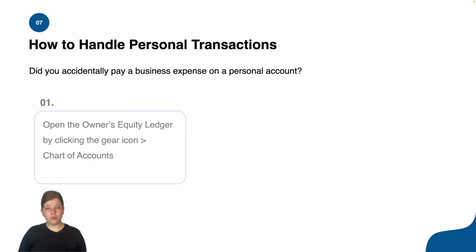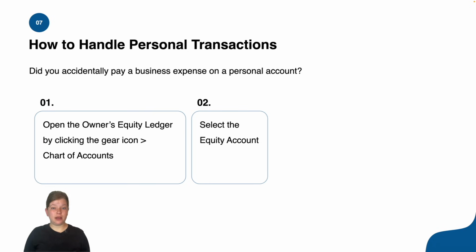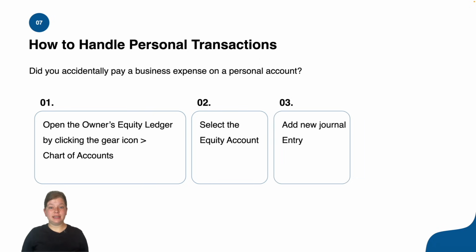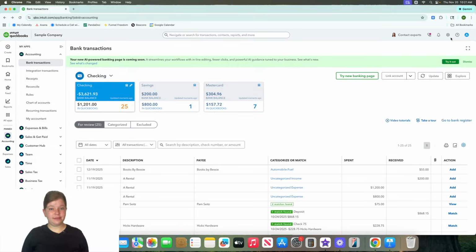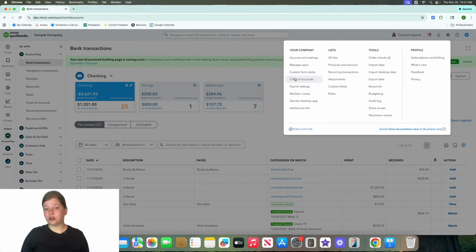Now, similarly, what do you do if you accidentally paid a business expense on a personal credit card or bank account? Well, first of all, in our QuickBooks file, we're going to navigate to our chart of accounts by clicking the gear icon and then chart of accounts. We're then going to select the owner's equity account. We're going to click Add Journal Entry, and then we're going to enter the vendor, the amount, and expense category, and then click Save.